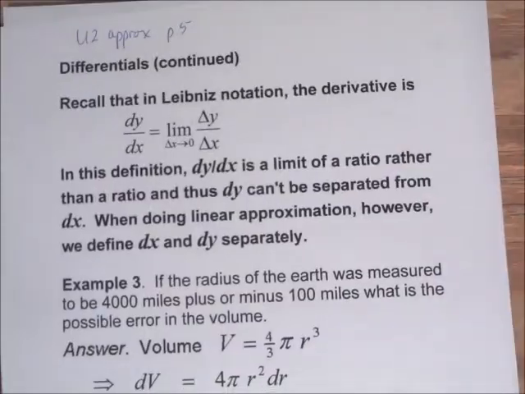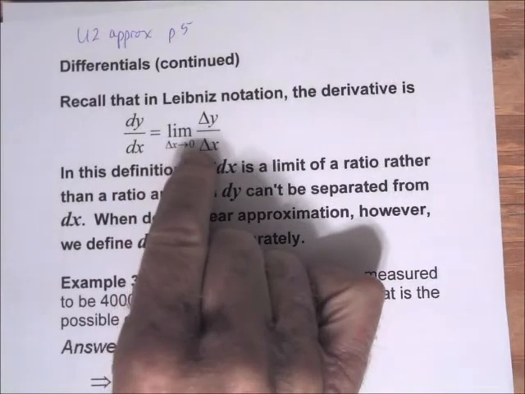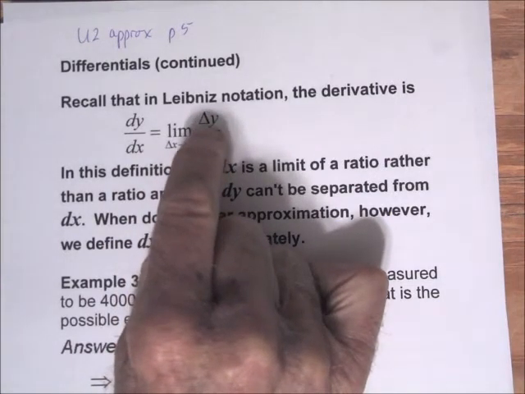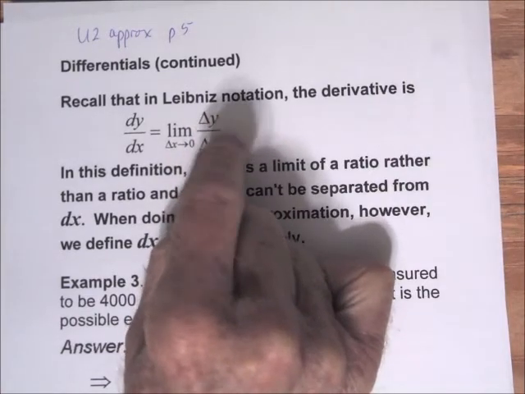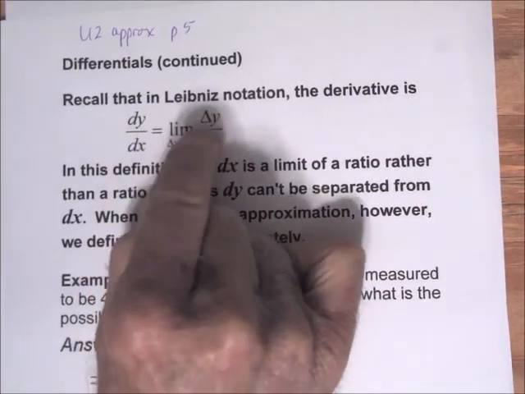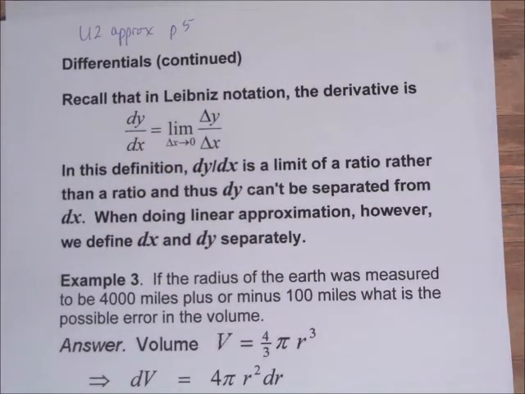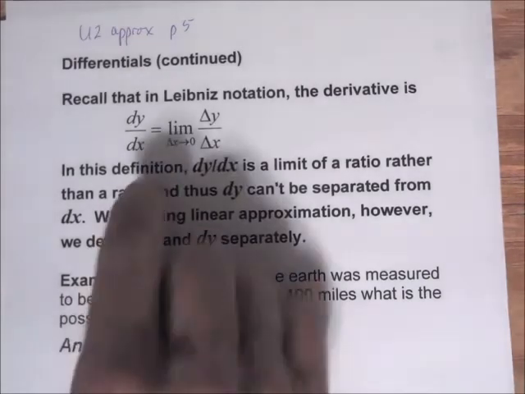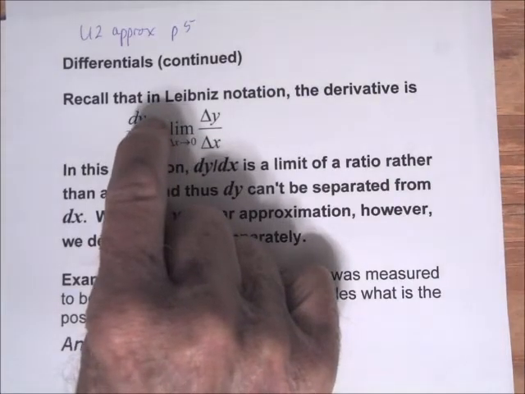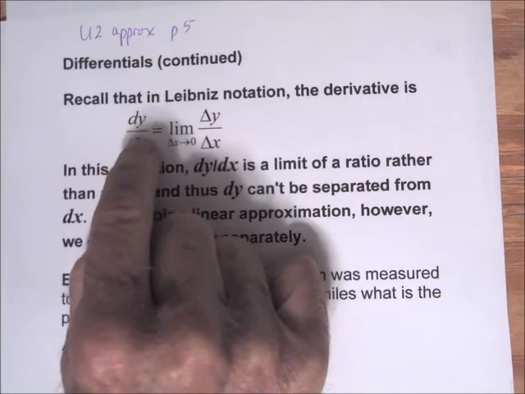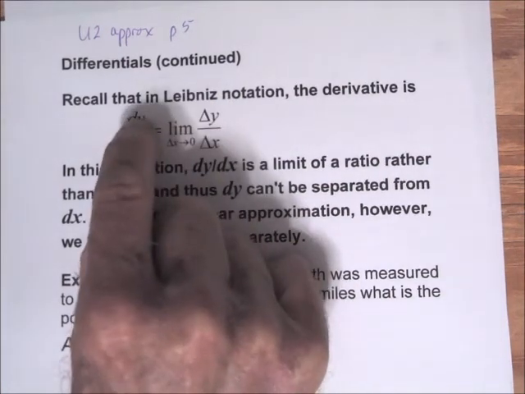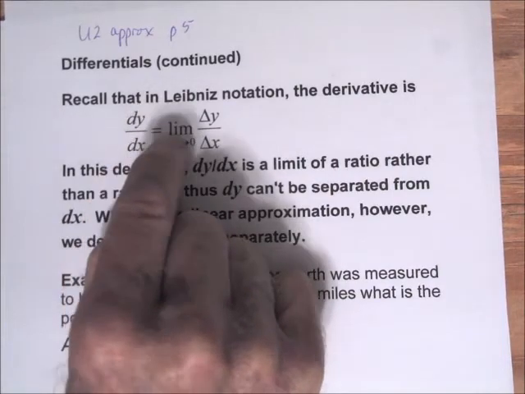In Leibniz notation, the derivative is the limit as delta x goes to 0 of delta y over delta x. So this is the change of y over the change of x, basically the slope of the secant line, and at the limit it equals the slope of the tangent line, a limiting function of the slope of the secant line. Up to this point, we didn't separate the dy and the dx. It's a limit of a ratio, but we didn't regard dy dx itself as a ratio, but as a limit of ratios.